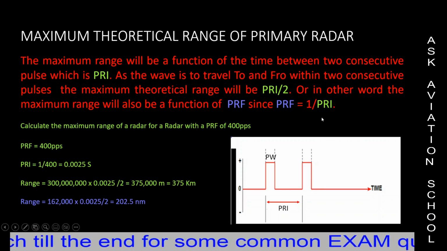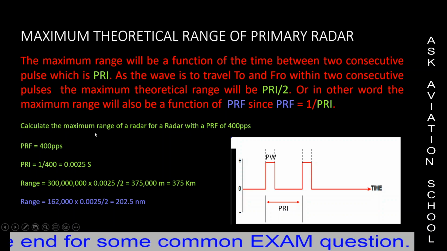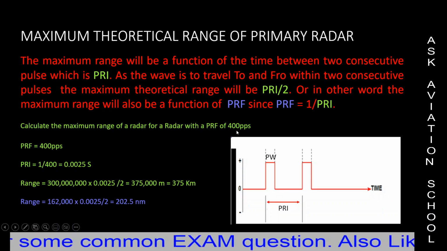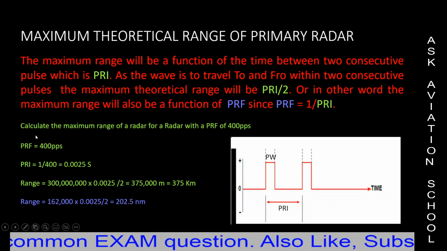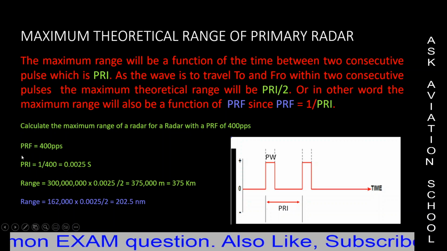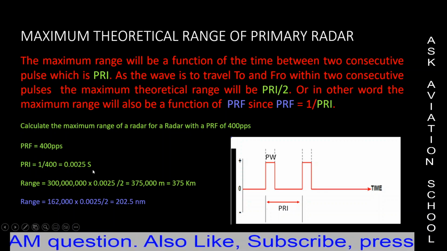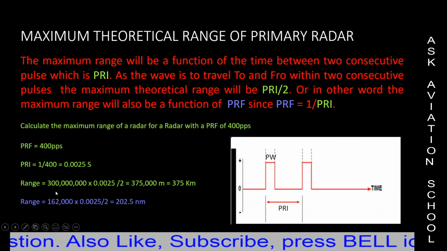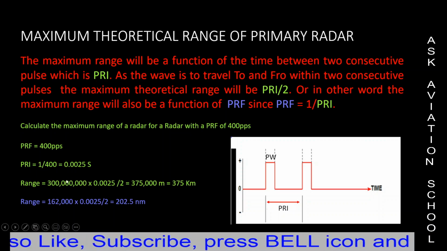So let us calculate the maximum range of a radar. Calculate the maximum range of a radar with a PRF of 400 pulses per second. So PRF is equal to 400 pulses per second, which when converted into PRI will be 1 upon 400, which will be 0.0025 seconds.